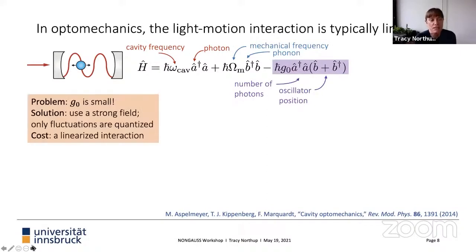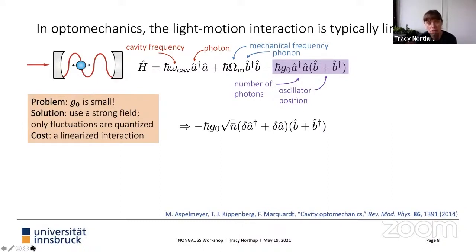The problem is that the coupling parameter g0, which parameterizes this interaction between the intensity of the light field and the motion of the position, experimentally tends to be quite small. So the approach that's been used in a whole range of different experiments is to use a strong field instead of just a few photons. And then the quantization applies to the fluctuations of the field. But the cost is then a linearized interaction.